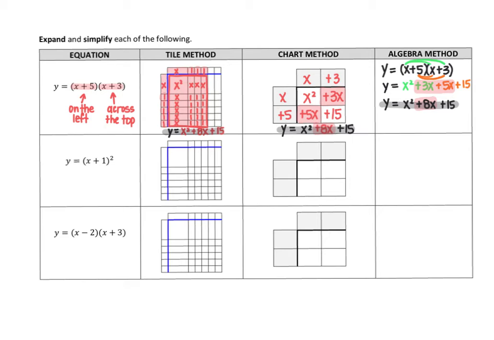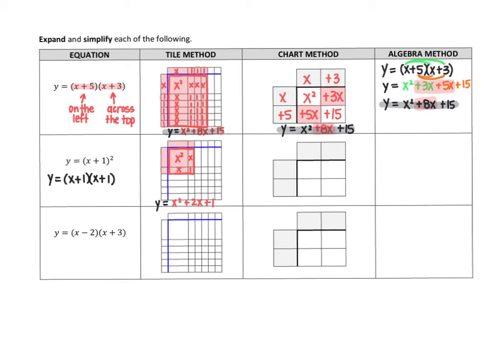Let's look at the second example, y equals bracket x plus 1, close bracket, squared. Remember that when something is squared, it means it's multiplied by itself. So in this case, we could rewrite this to say y equals x plus 1, also multiplied by x plus 1. On the left side of our tile drawing, we'll have one rectangle and one small tile. We'll also have the same thing across the top. When we draw a rectangle to find out our area, we'll see that we have x squared and 2 x's and then one number tile.